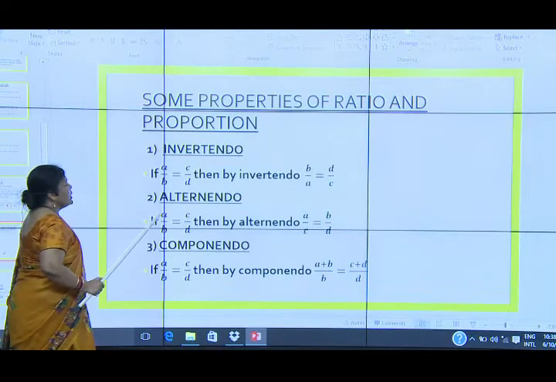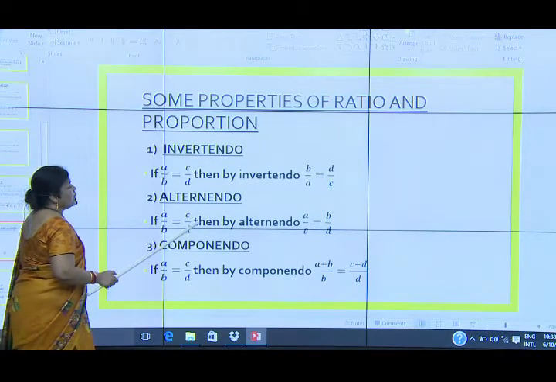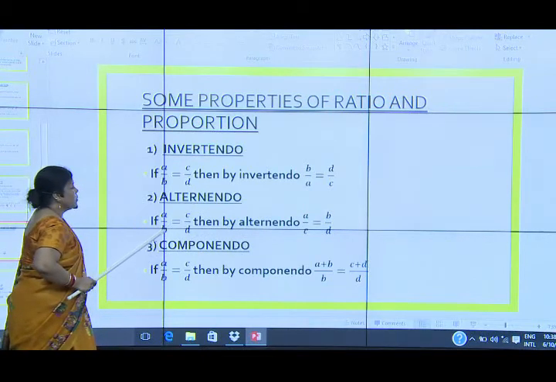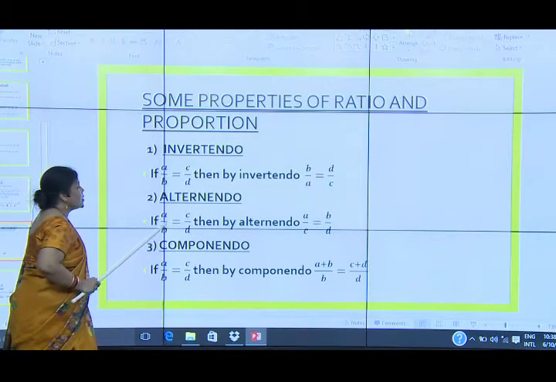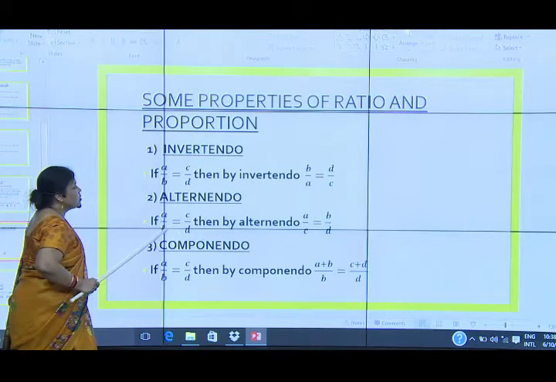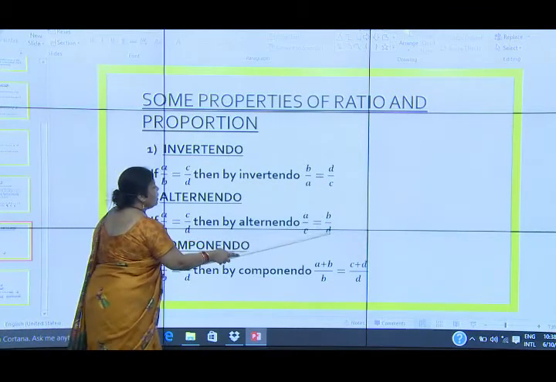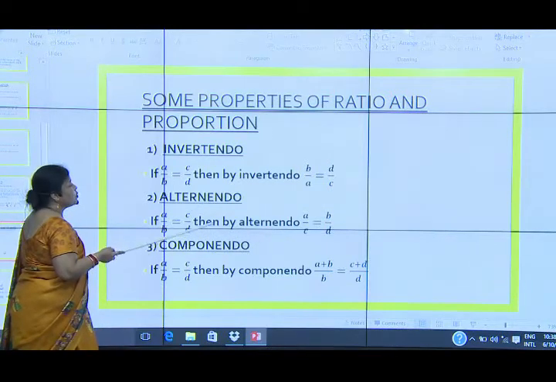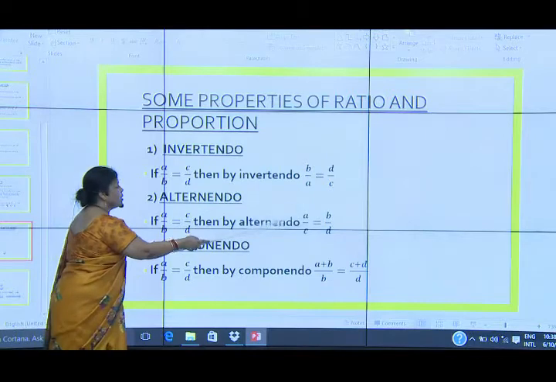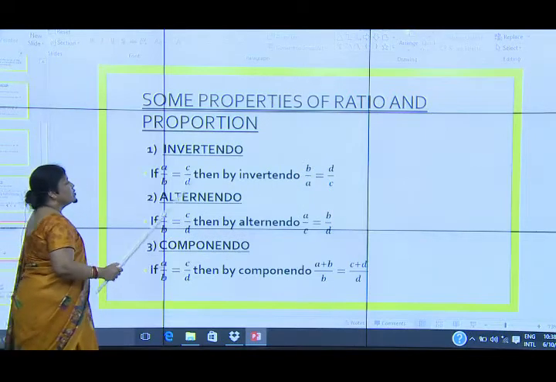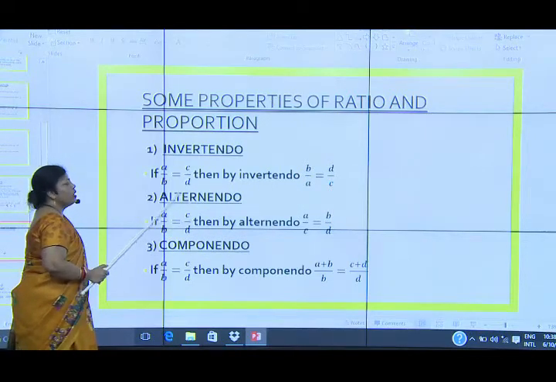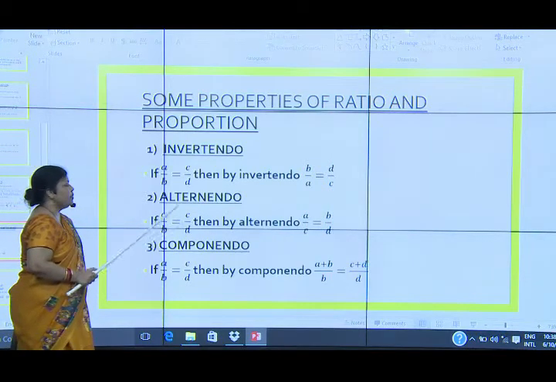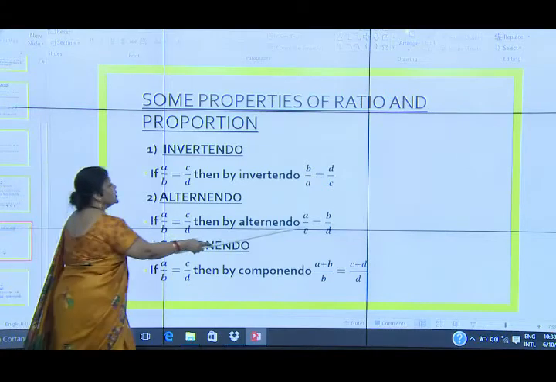Alternando. If A upon B is equal to C upon D, then by alternando, what we are doing? We are changing these numbers. See, children, B is going there and C is coming here. So A upon C is equal to B by D. It all depends upon the requirement of the question, by which property we can reach this conclusion. It is known as alternando. So A by B equals C by D will be written as A by C is equal to B by D.